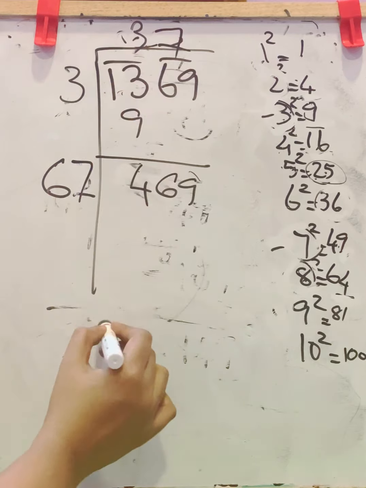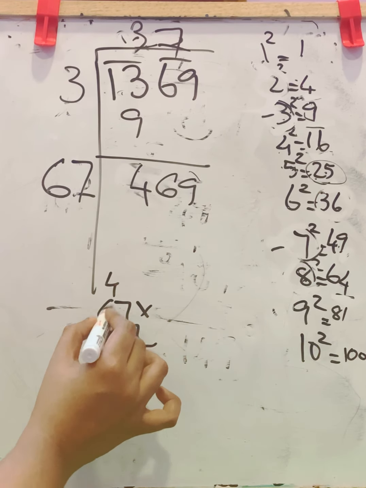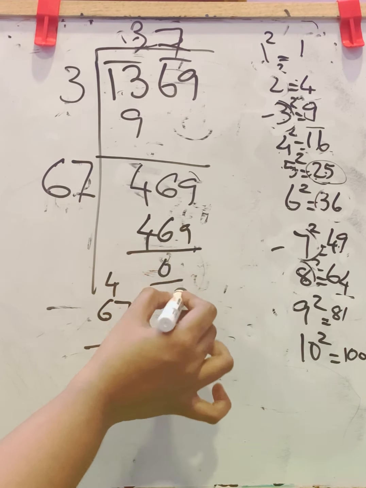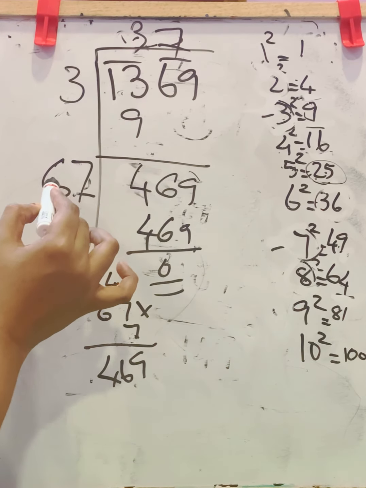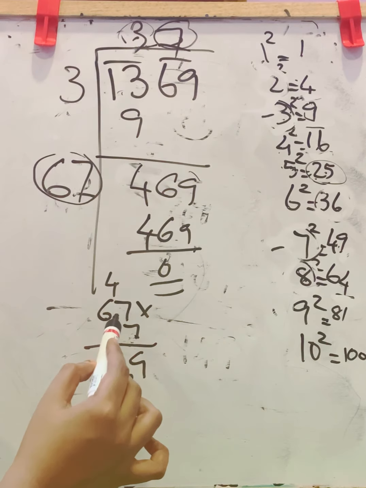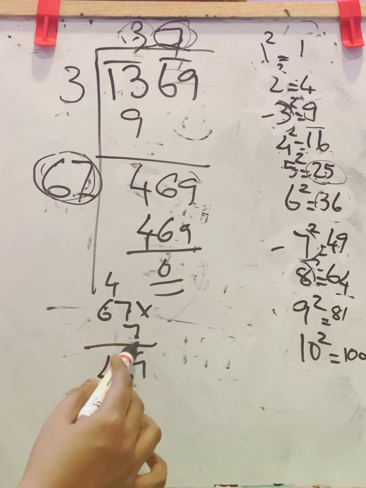67 into 7. 7 7s are 49. 6 7s are 42 plus 4, 46. Yes, 469, 0. So square root of 1369 is 37. Listen, you have to multiply 67 into 7. Don't take 3 at that time, okay? Just take 67 into the new number 7. That is what we did here.